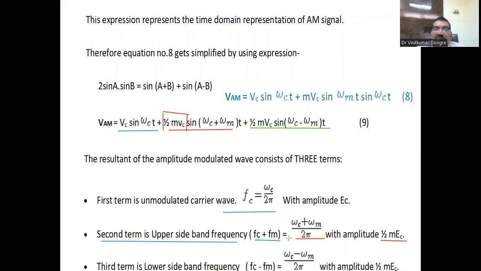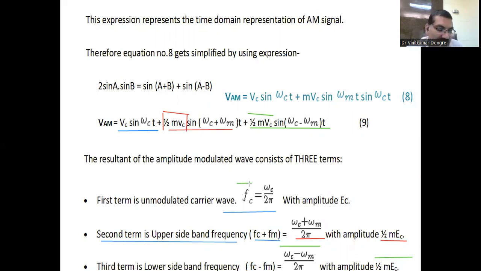What is there in the third component? This omega C minus omega M. So omega C minus omega M by 2. So this is the third component with the same amplitude 1/2 M EC. So its amplitude is 1/2 M EC. This is called FC plus FM, and this is FC minus FM. And this is FC. What is FC?